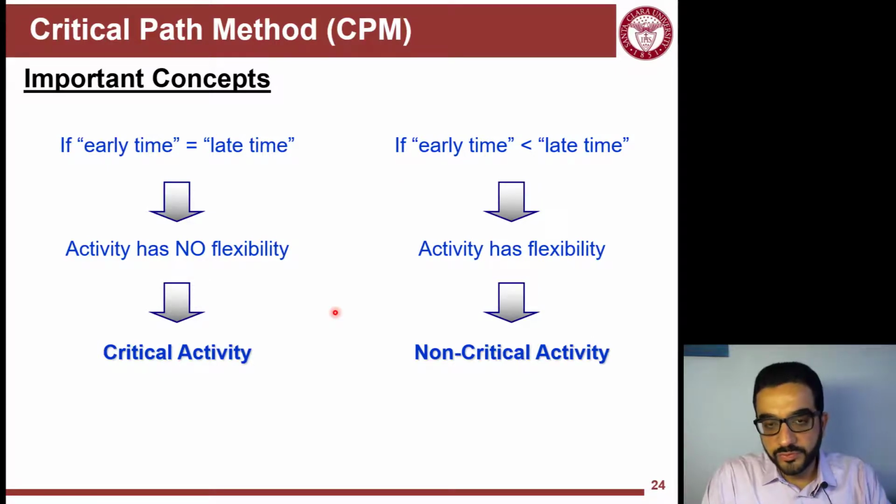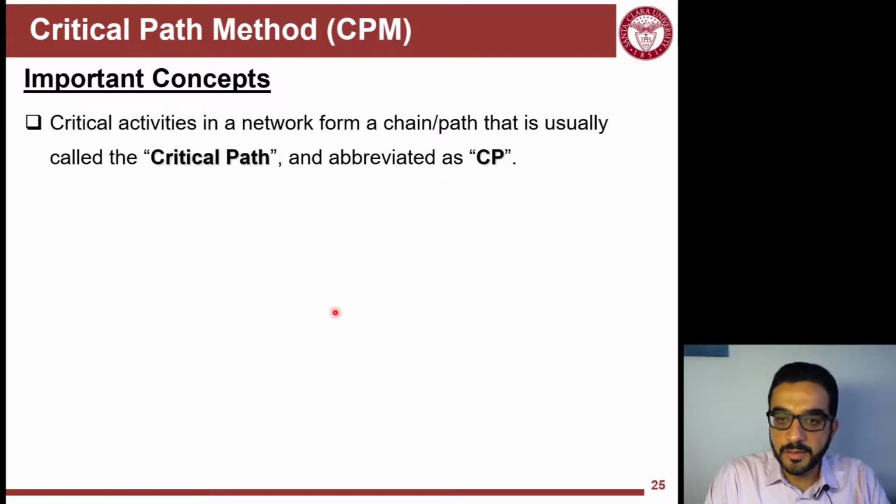Always, of course, you expect your early times to be less than your late times. It doesn't happen that the earliest time you can start is after the latest time. It doesn't work logically. So the general case is that early time is less than late time, not equal, and then you have a non-critical activity.